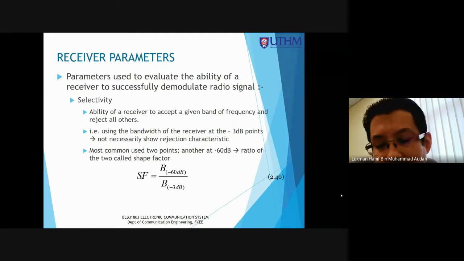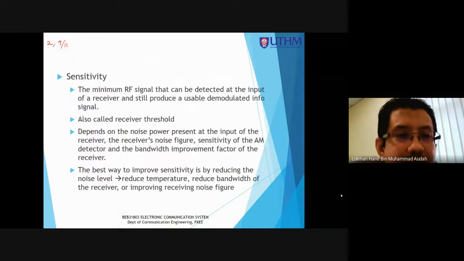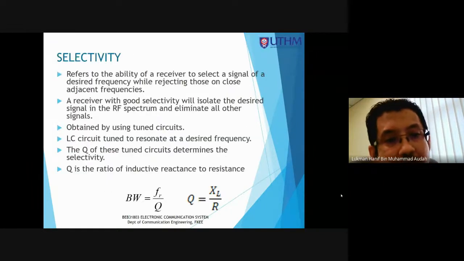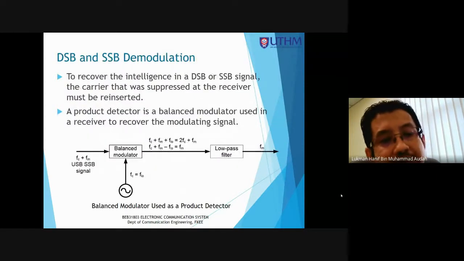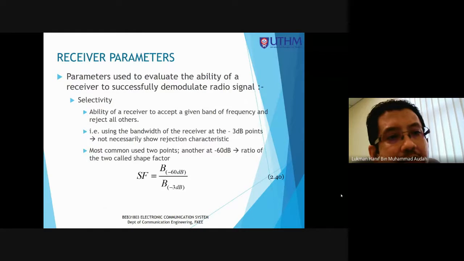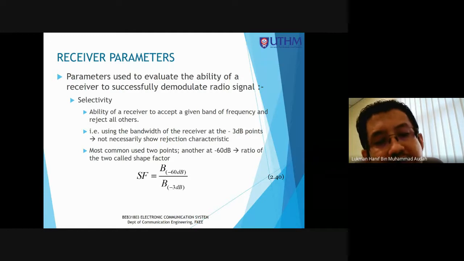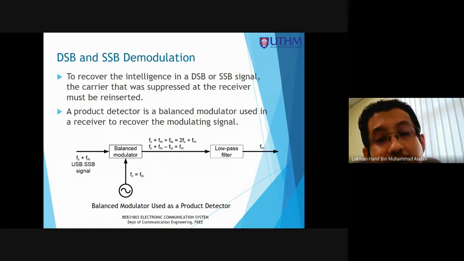Last week we stopped at this slide on sensitivity. Okay, but I will repeat the previous slides again, starting from receiver parameters. So previously, before we learned about receiver parameters, we learned about the demodulator circuits for double sideband full carrier, where we have the diode detector.